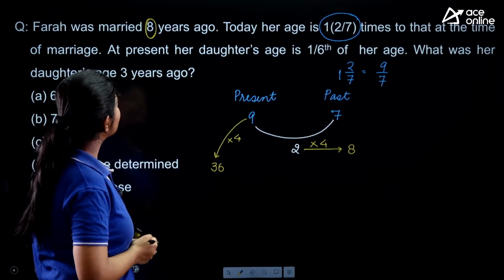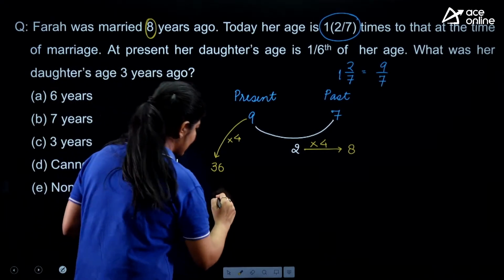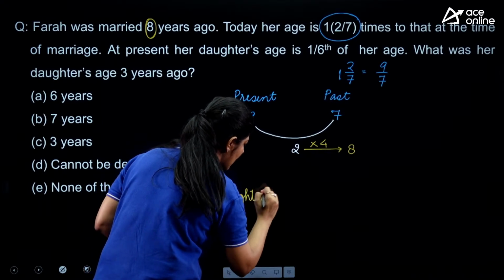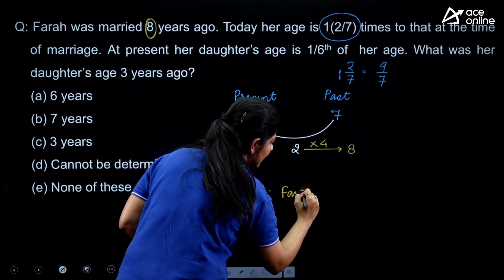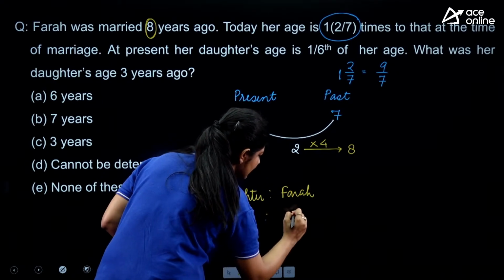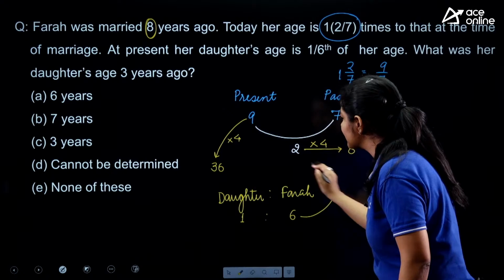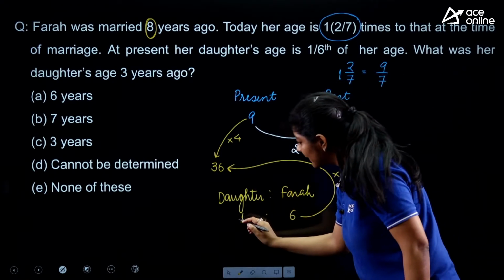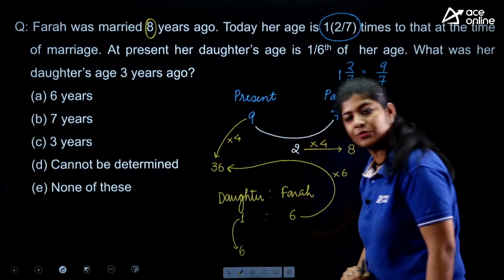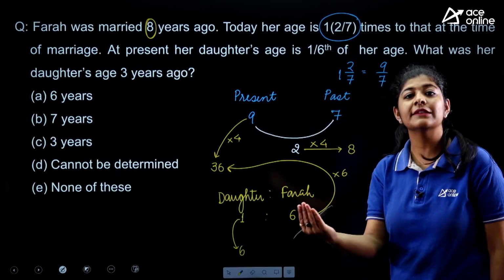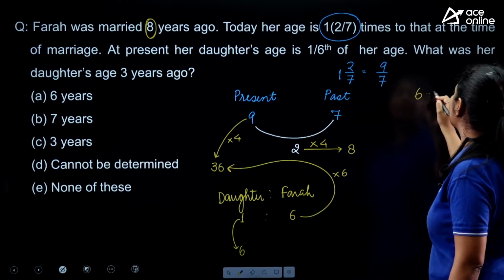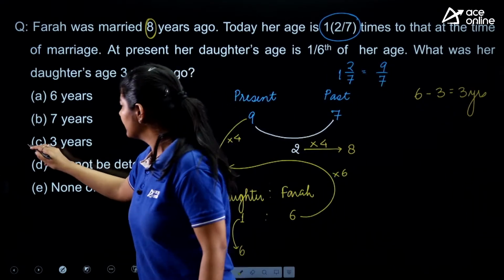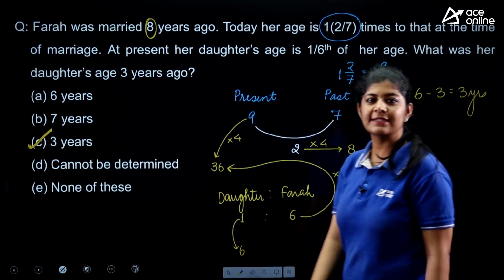But the question is saying the present age of the daughter. So if you want to write down the ratio between daughter and Farah, this is nothing but 1:6. But the actual value of 6 is nothing but 36. That means again it is present on the multiple of 6. So the present age of the daughter is 6 years old. And we need to find out the age of the daughter 3 years back. That means 6 minus 3 is nothing but 3 years old. The daughter is 3 years old 3 years back. Option number C is the correct one.